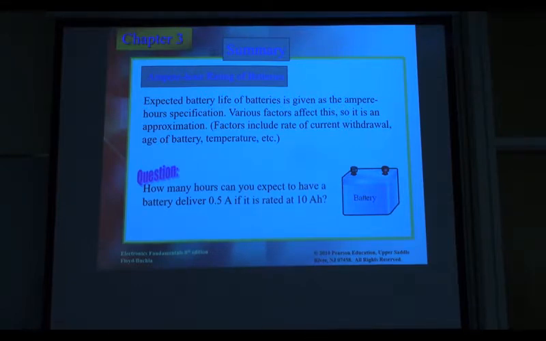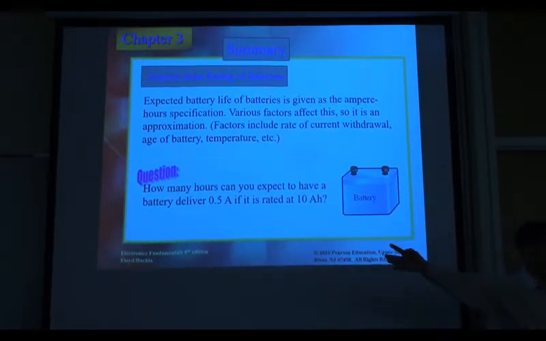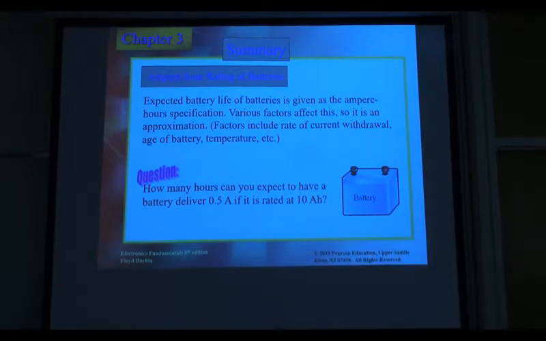Okay, here is an example. How many hours can you expect to have a battery deliver 0.5 ampere if it is rated at 10 amp-hours? 20, perfect. How do we get that? Divide 10 by 0.5, which equals 20. Good. That is the ideal case. As we said, in real use you won't get that, so it changes a lot. This is only theoretical. So 20 hours.